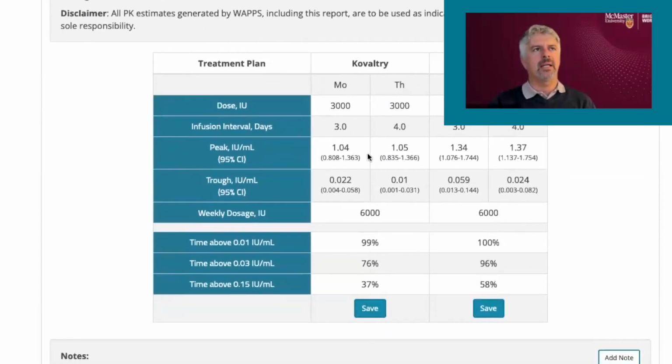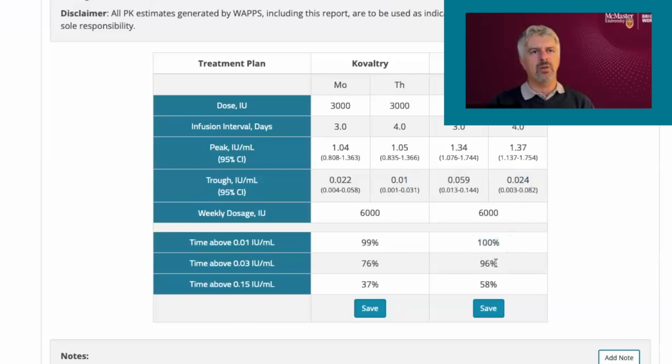And if I look here, the peak for Kovaltry would be around 1, the peak for GV will be around 1.3. The trough goes close to 0.1 on the long interval, and stays instead above 2 for GV. So again, I would keep the patient above 1% all the time after the switch.